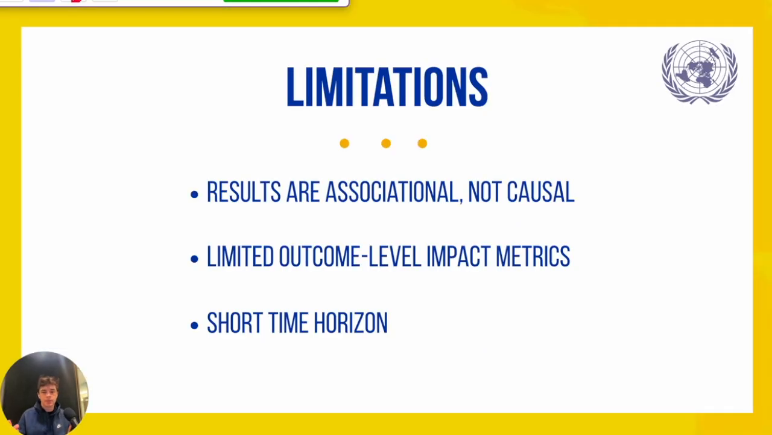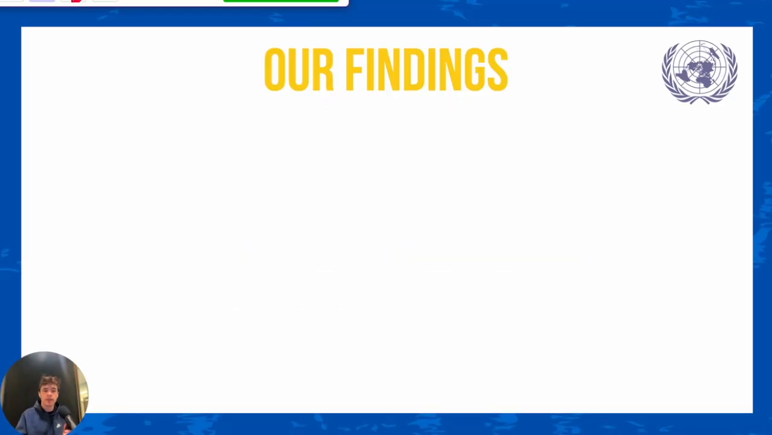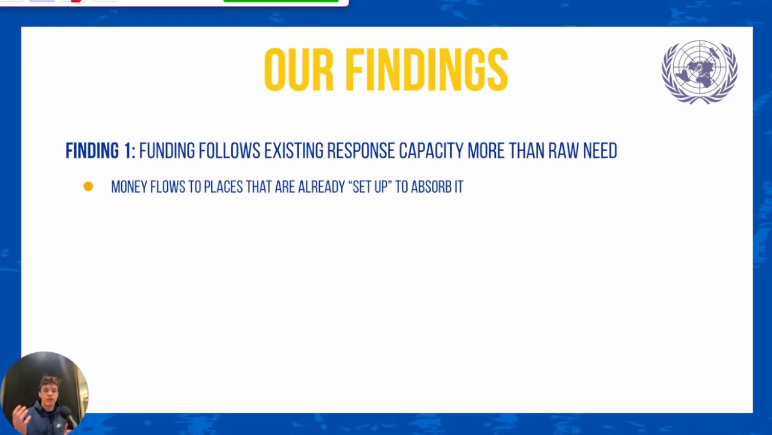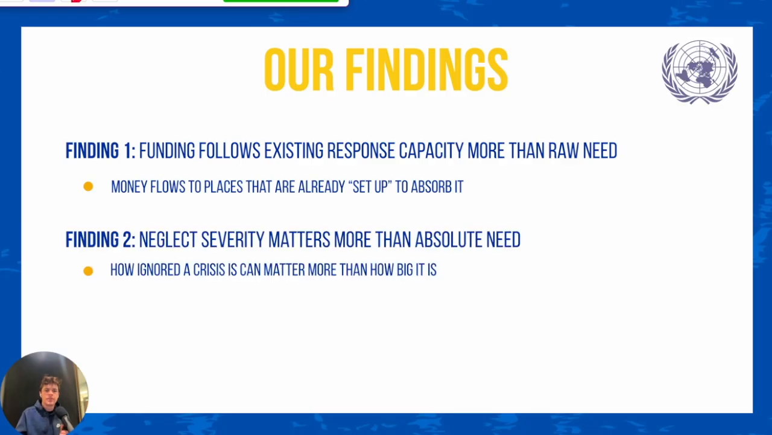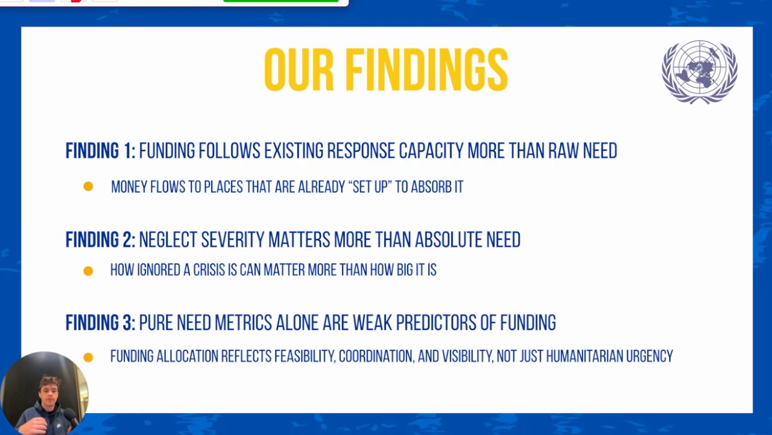So yes, they're not causal. Our results are associational. They're limited outcome level impact metrics that we used, and we had just 2025 as our time horizon. But we had some major findings as well. So we found that funding follows existing response capacity more than raw need. So it flows to places that are ready to absorb it. Neglect severity matters more than the absolute need. And also, these pure need metrics alone can be weak predictors of funding.